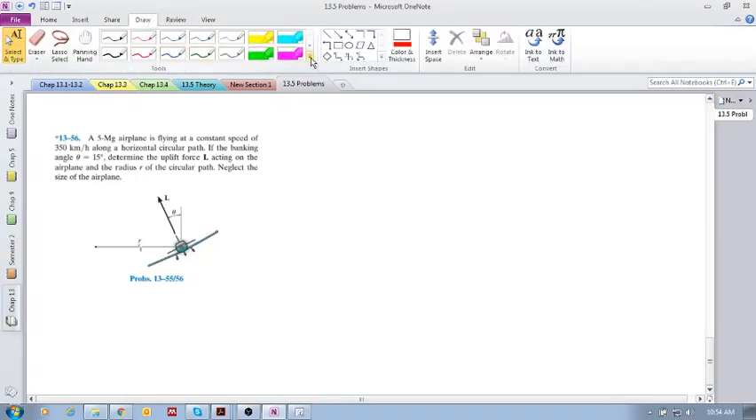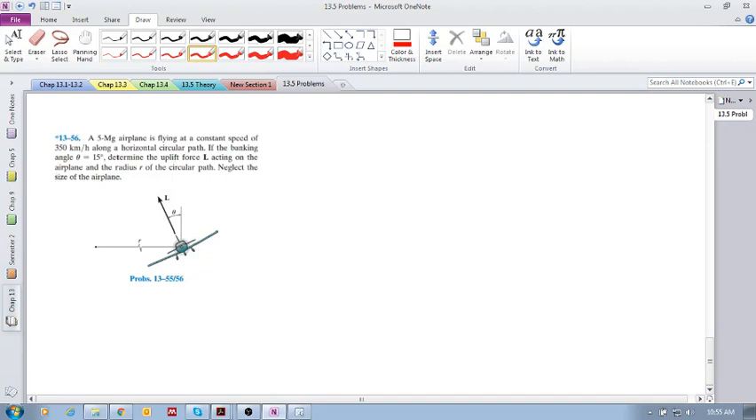Alright, let's have a look at 1356. We have a 5 megagram airplane flying at a constant speed. Okay, and we know what this is. It's 350 kilometers an hour along a horizontal circular path.